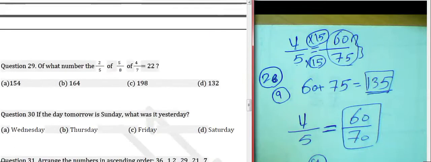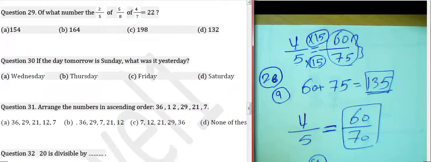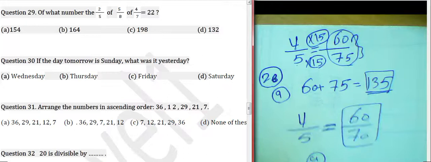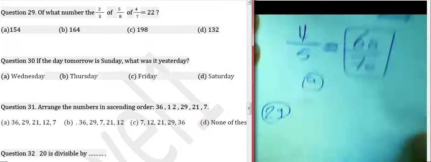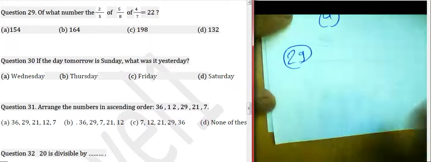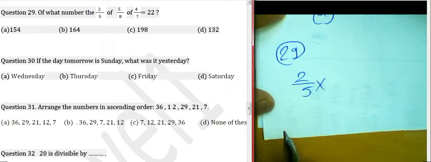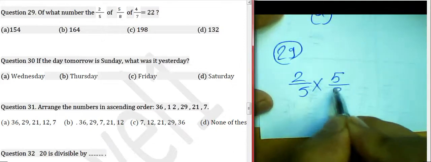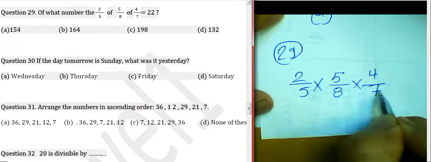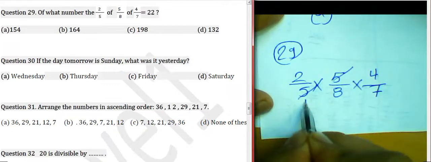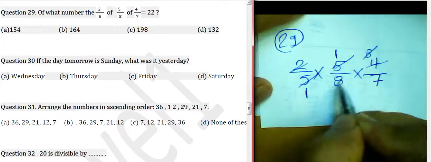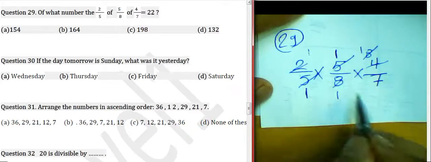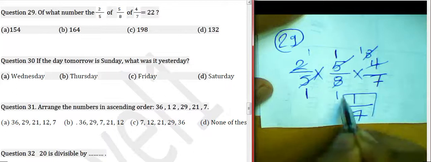Question 29. What number is 2 over 5 of 5 over 8 of 4 over 7? We want to find it. 'Of' means multiply. Question 29. 2 over 5 multiply 5 over 8 multiply 4 over 7. We can cancel here. 5 divided by 5 equals 1. 2 times 4 equals 8. 8 divided by 8 equals 1. 1 times 1 times 1 equals 1. 1 times 1 times 7 equals 7. Then the result will be 1 over 7.